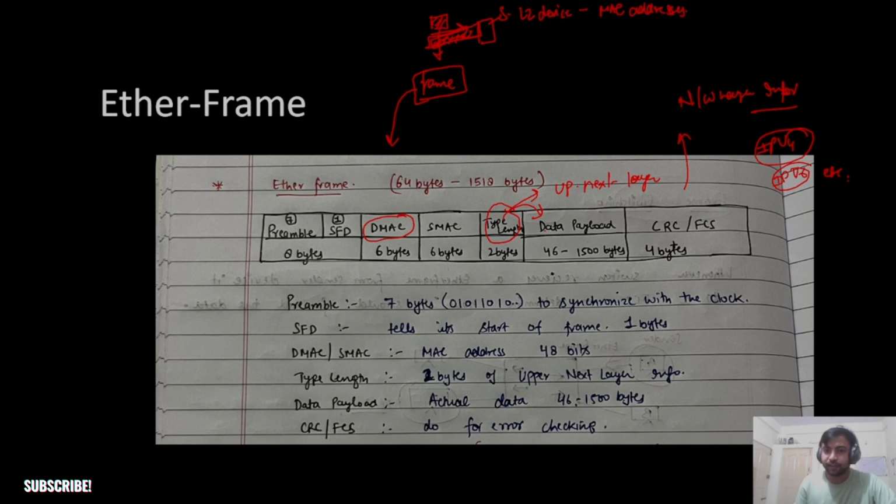And after that we have the data payload section which consists of 46 to 1500 bytes, which is the actual data, and consists of upper layer headers also. And then we have CRC, cyclic redundancy check, the frame check sequence. It checks whether the frame which it received is not corrupted, that it's fine. So a switch transfers the data in terms of frames, and this is what ether frame is.